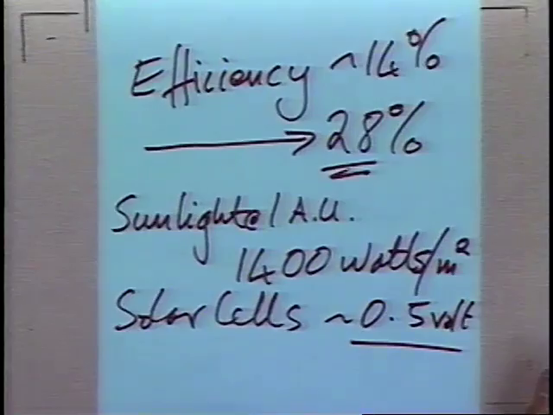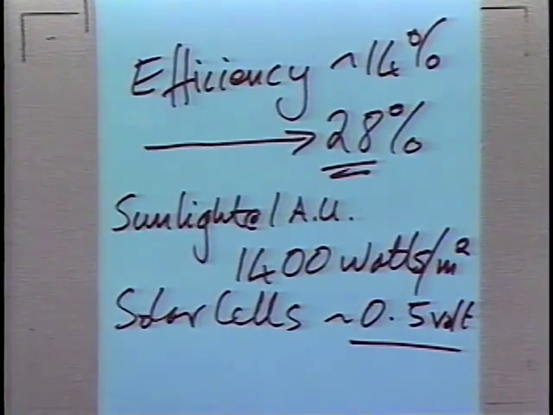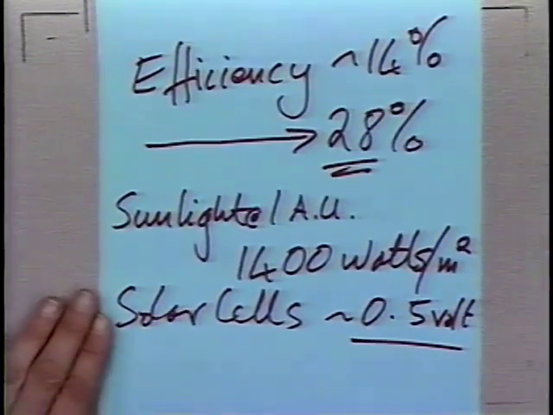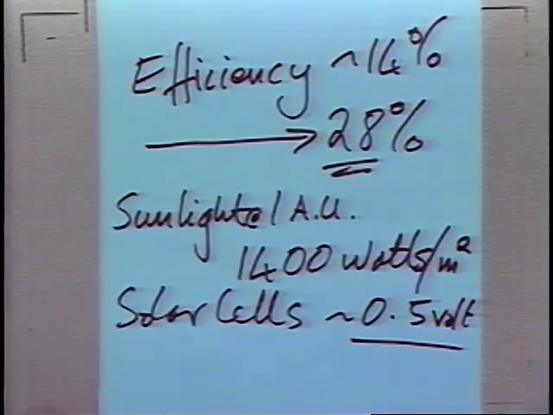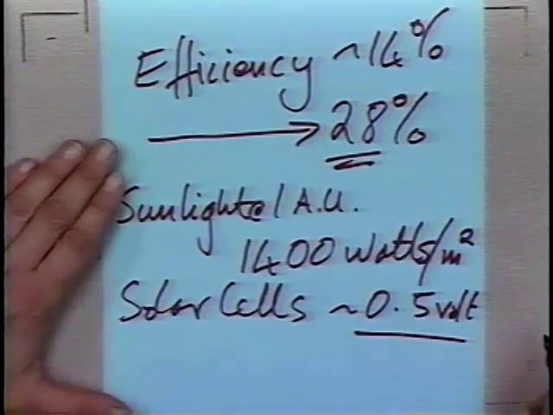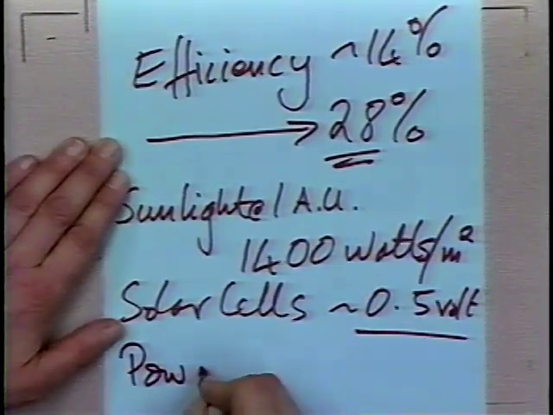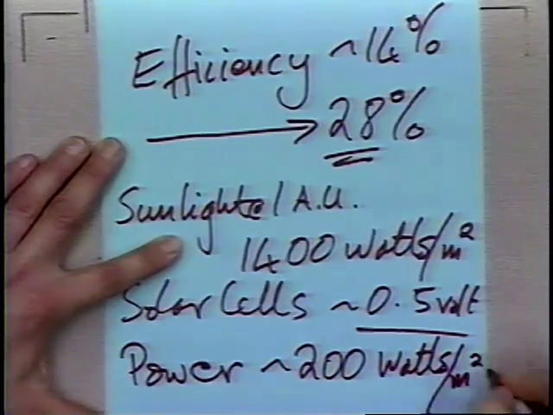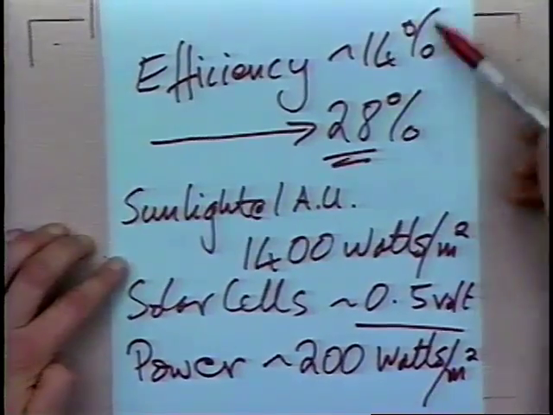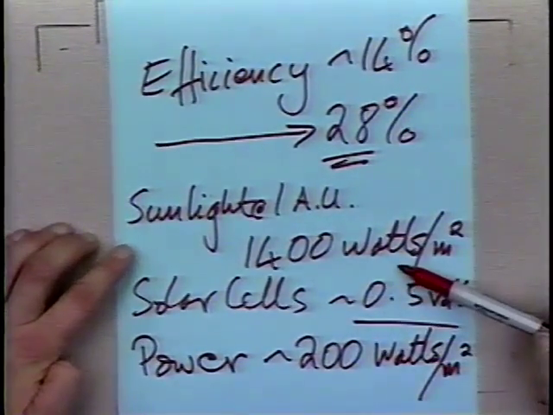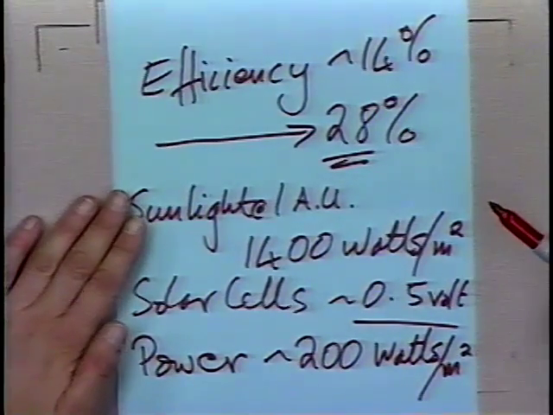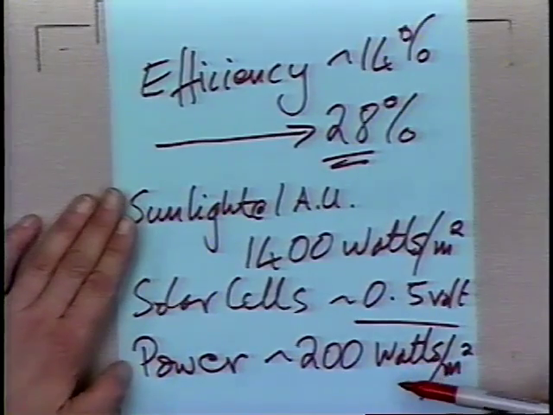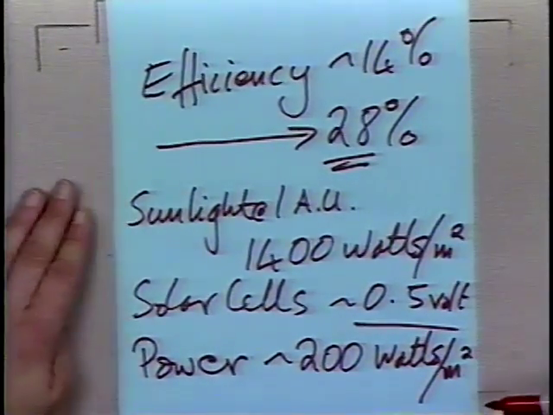Half a volt doesn't do you much good, but if you add all those voltages in series, you can get a decent voltage. Alternatively, you can put them in parallel and add up the current, and get a decent current. It depends whether you want current or voltage. But the product of those two, volts times amps equals watts, is the total power you get out. Right now that is on the order of about 200 watts per square meter. This corresponds to these efficiencies: 1,400 watts coming in from the sun, converted into about 200 watts per square meter of electrical power.